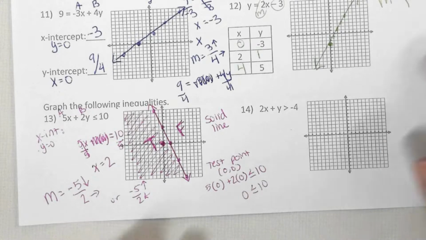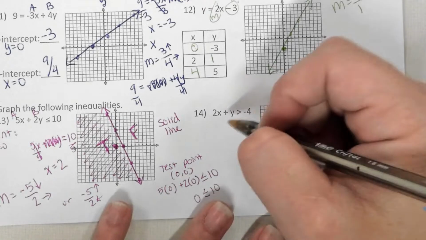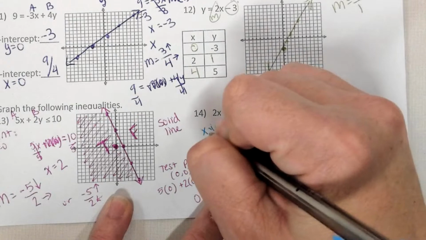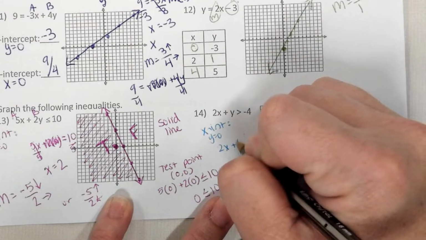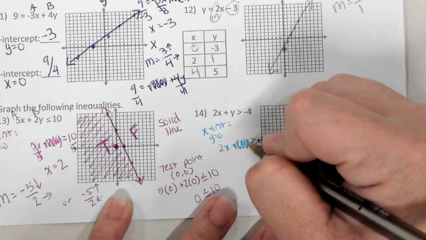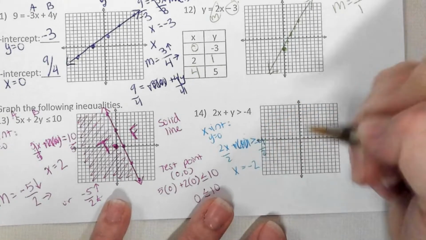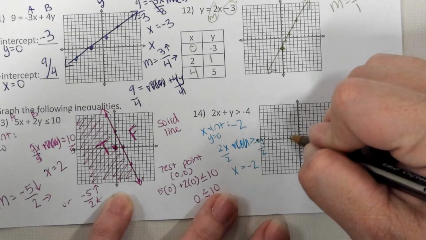Okay, so let's look at number 14. So again, this one is in standard form. So we are going to find an intercept. X-intercept is where y equals 0. So I'm going to plug in y is 0 into x plus... is greater than -4. Well, that goes away. So I would divide both sides by 2, and I get x equals -2. So -2 for my x-intercept.